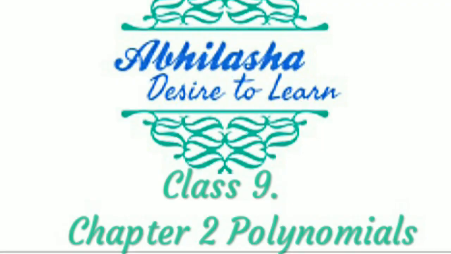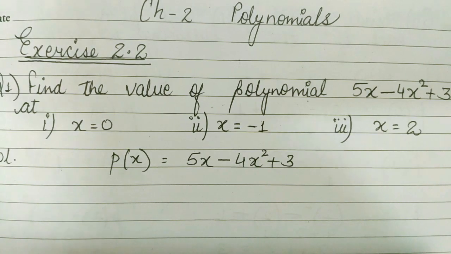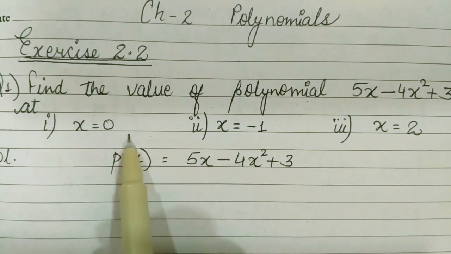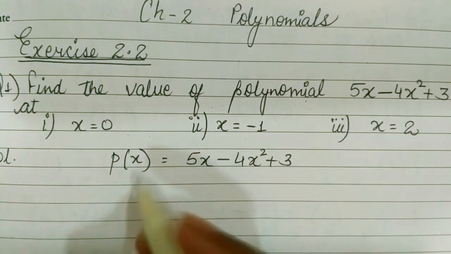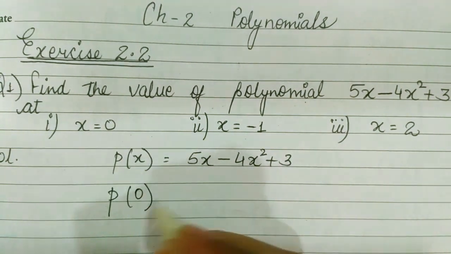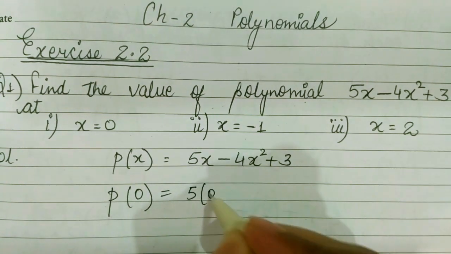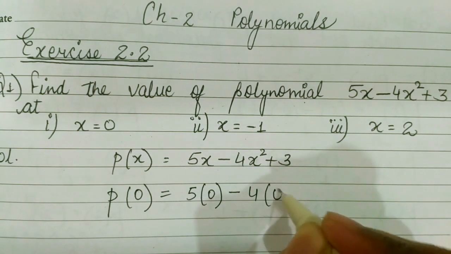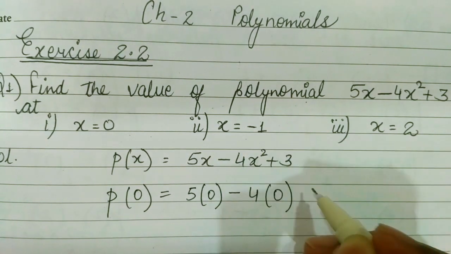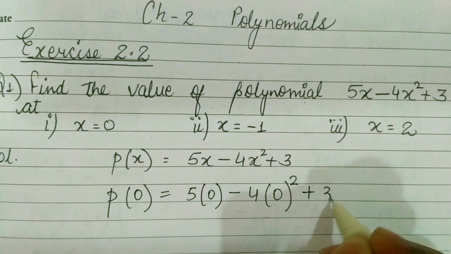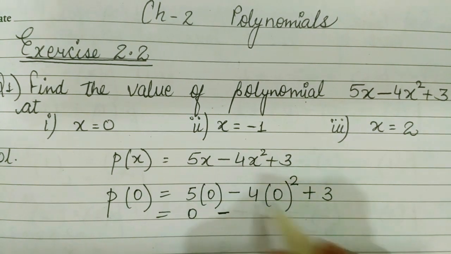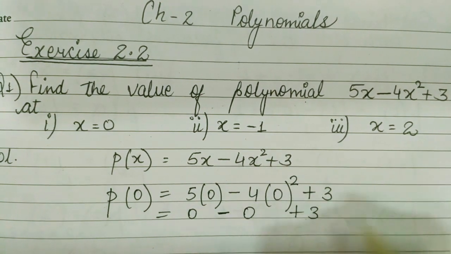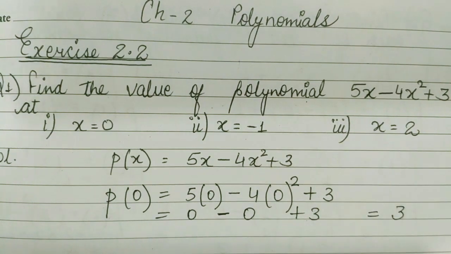First question here is find the value of polynomial 5x minus 4x squared plus 3 at x equals to 0, x equals to minus 1 and at x equals to 2. So simply put 0 wherever x is written. 5 multiplied by 0 is 0, 4 multiplied by 0 is 0, so the value that we get is 3.